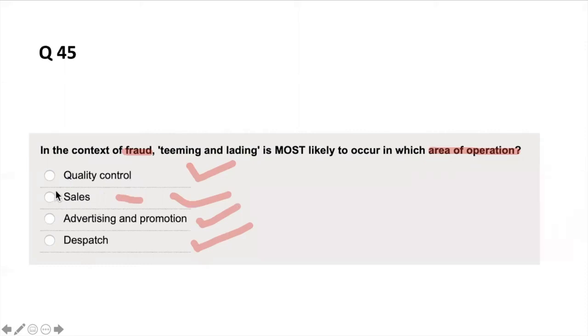So it's probably used more commonly here in the sales area. It's not as easy to do that in quality control, and maybe not as easy for people who want to commit fraud in advertising and promotion or in dispatch. So the answer is sales. That is because it's more like a bookkeeping fraud. When you receive money from customers, the point is to do what you have to do with it and not commit fraud.